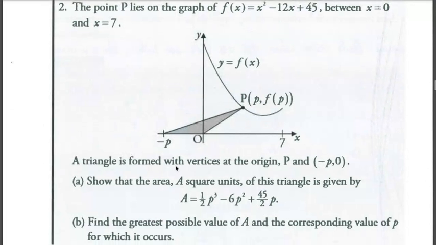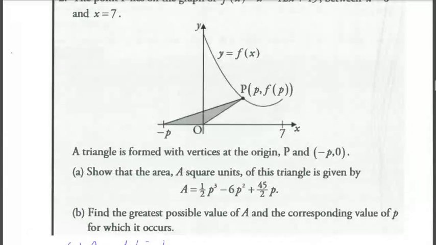A triangle is formed with vertices at the origin, P and negative P, 0. So basically we're going to make a triangle. This point P can move up and down the curve here. If we're able to drag it up to here, say, then we get a triangle that would look like that instead. If we could drag P right along to the end, then we'd get one that goes right along there. Show that the area A square units of this triangle is given by this formula.